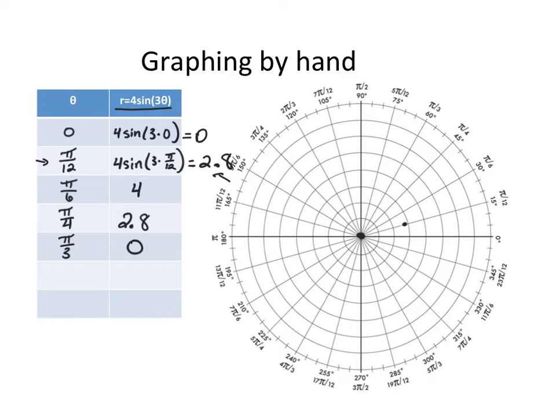Okay, so I've got my table filled out. My next point is facing towards pi over 6, and I'm going to go out 4 units. And let me be in black.